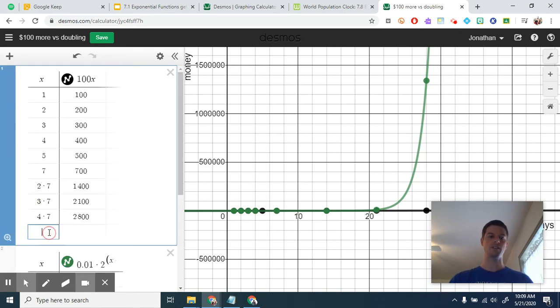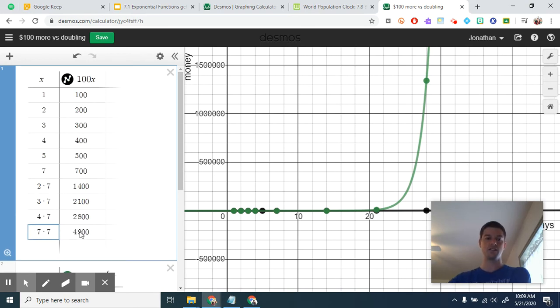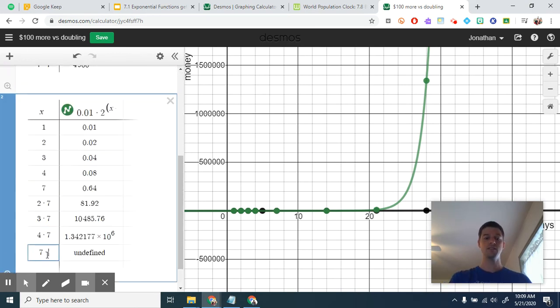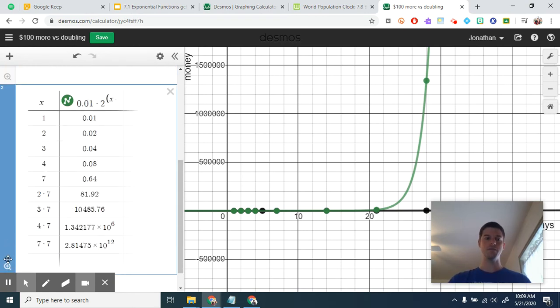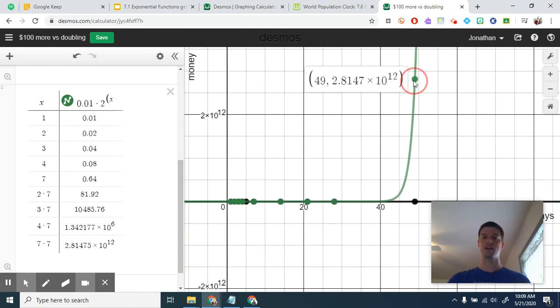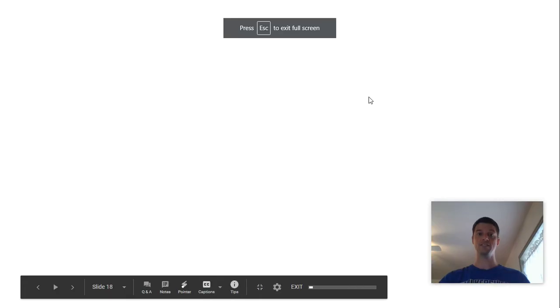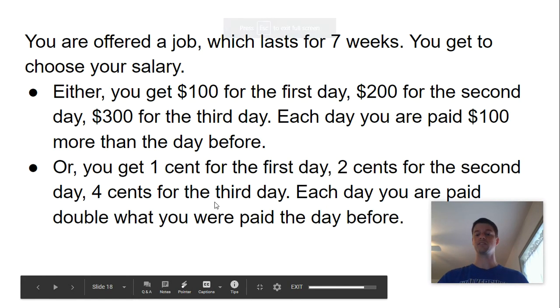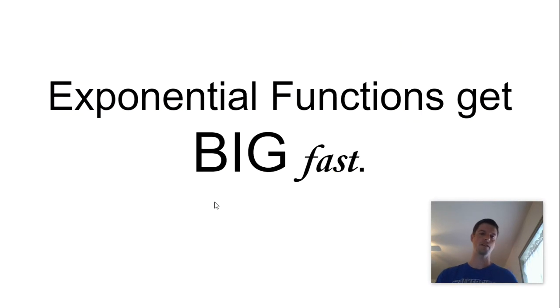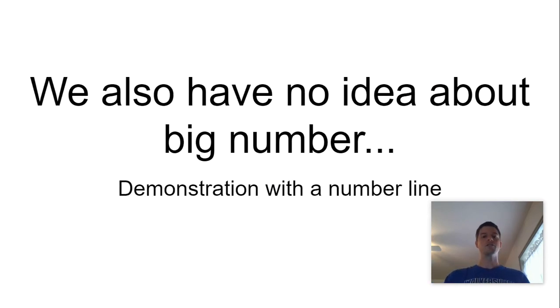So at the end of 7 weeks, I said that was $4,900. At the end of 7 weeks here, that is more money than the entire United States GDP. Like all the money in the US, like maybe in the world, right? This number is tremendous, okay? Yeah, there's not enough money in the world for that. So exponential functions get big fast. If you're ever offered one of these, take it, okay? The person will realize very quickly they can't pay you that much. Another thing I want to show you is that we have no idea about big numbers, right?